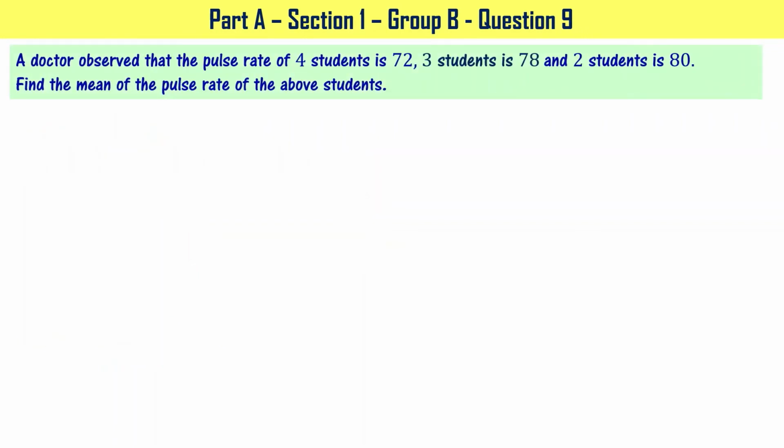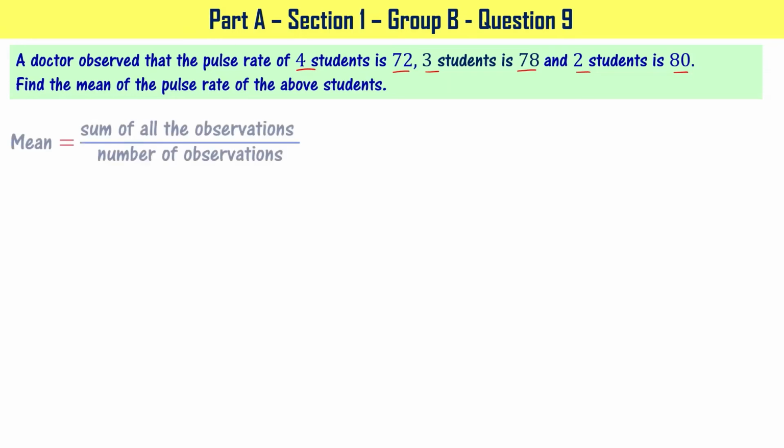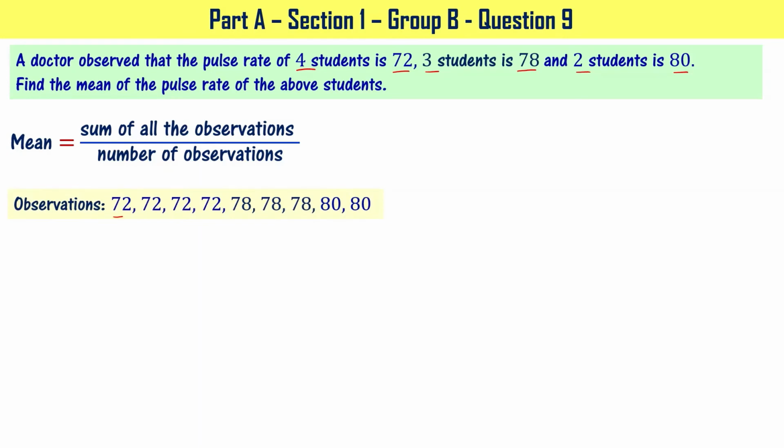Let's go to the next question, that is question number 9. A doctor observed the pulse rate of 4 students is 72, 3 students is 78, 2 students is 80. Find the mean of the pulse rate of the above students. Mean is defined as sum of all observations divided by number of observations, right? So let's write all the observations first. 72 4 times, then comes 78 3 times, and 80 2 times, right?